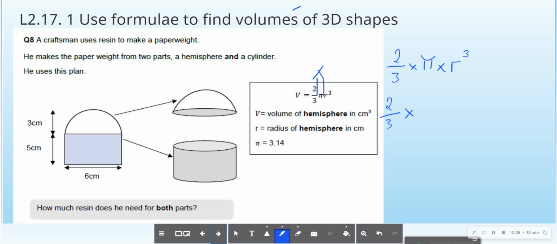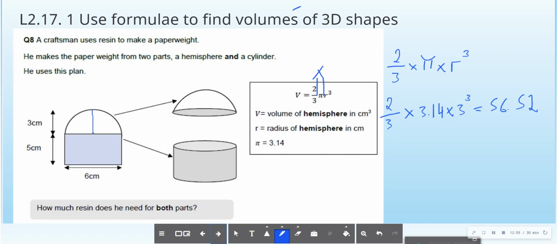So fraction button, 2/3 times pi, which is 3.14, times the radius. Remember, the radius is from the middle to the outside, so times 3 cubed. There's a cube button on your calculator as well. Times 3.14 times 3 cubed, which gives me 56.52. Even if you left this question here, you're going to have picked up some marks.